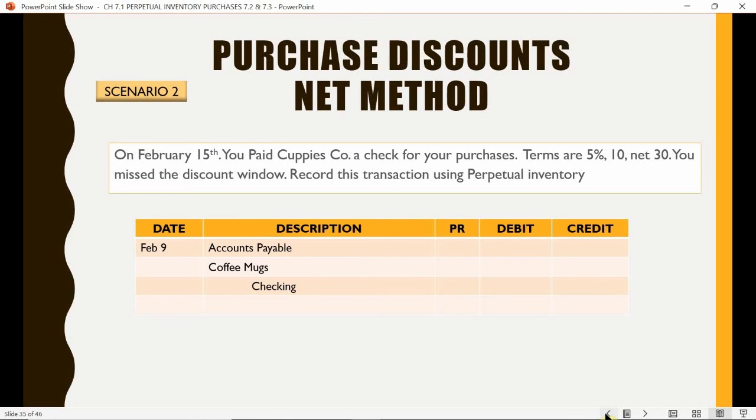So in this case, I'll be paying $225 because that's what I should owe, right? The $218 is my discounted amount. But I gotta put back the $6.25 into my inventory because I missed the window of opportunity to take that discount. So basically, I paid for the coffee mugs at full price, right?